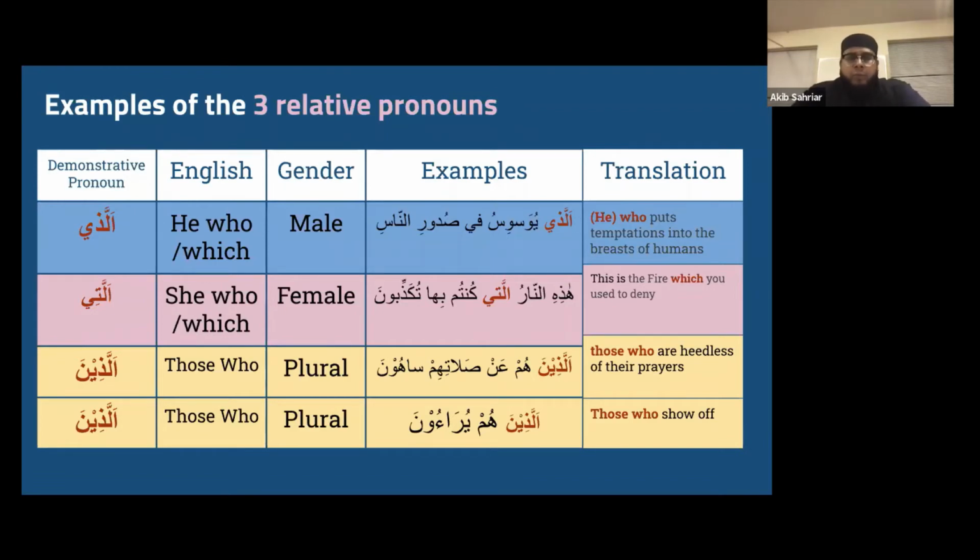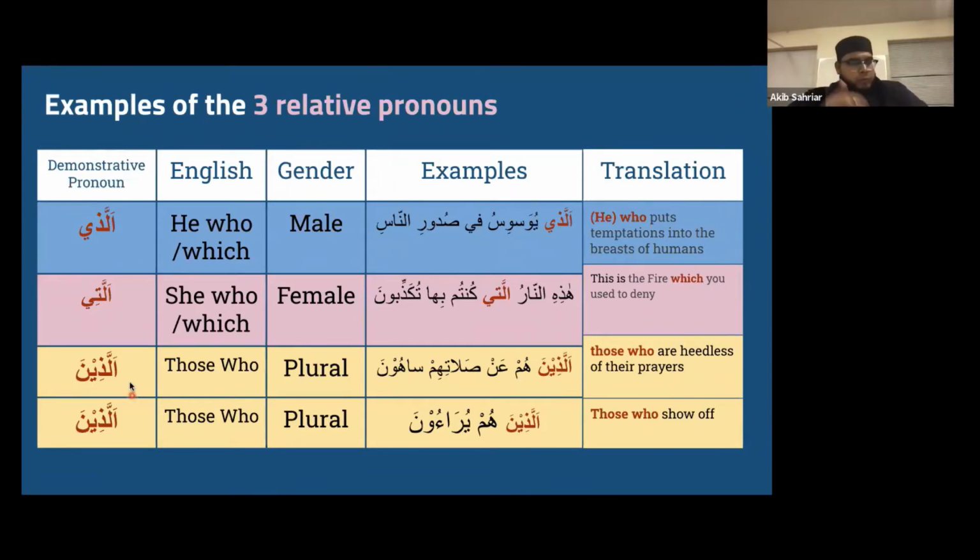So nar, in Arabic, which means fire, is a feminine noun. It might not look like a feminine noun, but it is. Some feminine nouns don't have the characteristics of being feminine, like the circle ta, or the long ta, and there are other indicators as well that we'll probably learn down the line, inshallah. But hadihi nar is also feminine, so allati will be used for that. Hadihi nar allati kuntum biha tukadhibun. This is the fire which you used to deny, tukadhibun, takdhib.